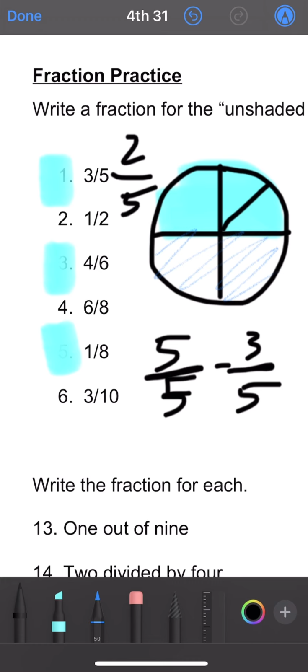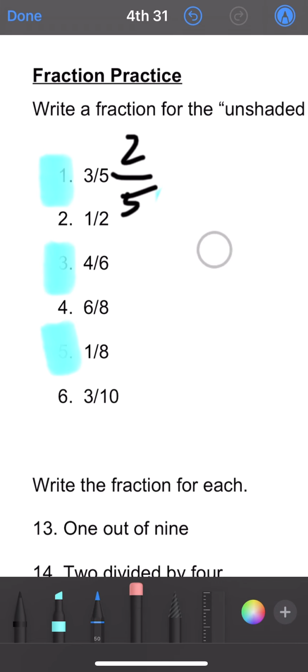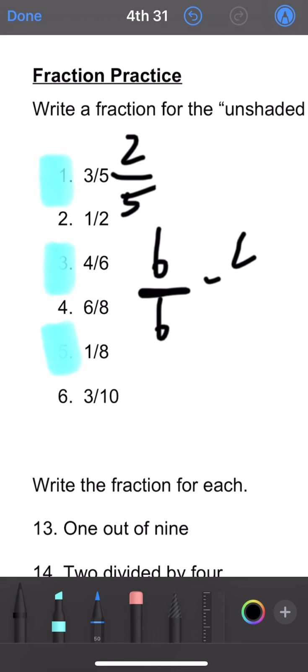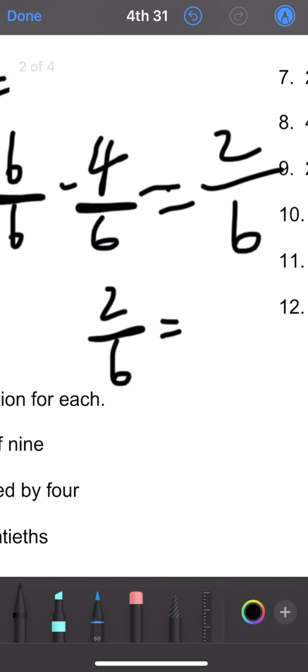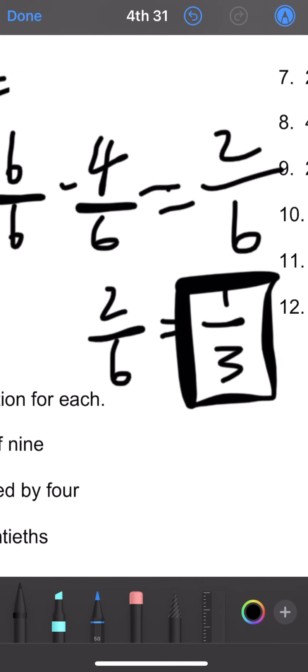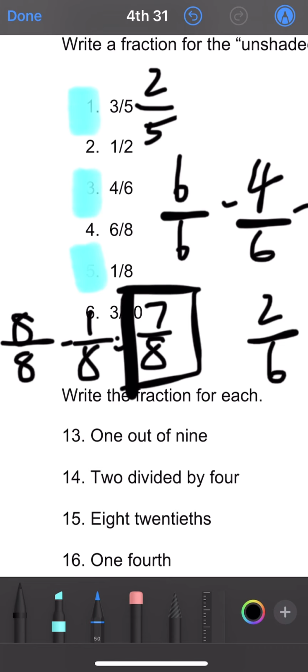Okay, so looking at number 3, we'll be doing 4/6, finding the unshaded region. So we'll be doing 6/6 minus 4/6, which is 2/6. Now, when we give our answer, it's really important to put everything in simplest form. So we'll be simplifying 2/6, and we know that's 1/3. So this is our answer. And number 5, 1/8. I'll do it down here. We'll be doing 8/8 minus 1/8, which is 7/8, and that is our simplest form.